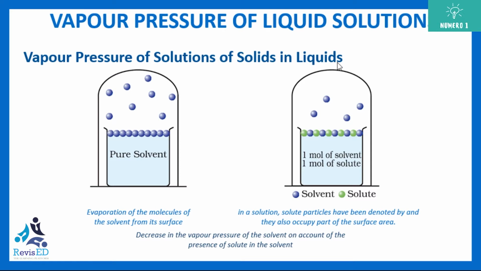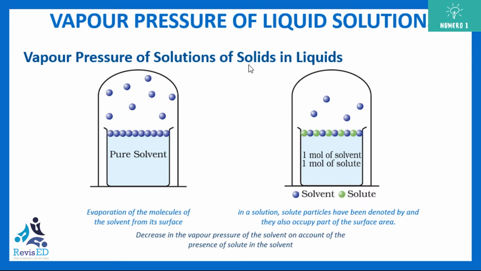Now let me explain what happens. This here is a diagram of a pure solvent. Whenever there is a pure solvent, consider these are the atoms, or let's say the molecules, which are present. The same molecules are present in the atmosphere, so they escape out into the atmosphere. Now for example, if you add some solid, like here there is 1 mole of solvent and 1 mole of solute. You can see the solvent is present in larger quantity, and this is your solute particle, which is present in small quantity.